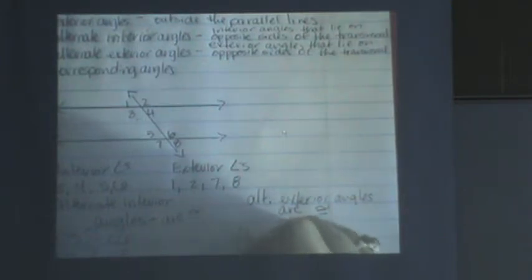Alternate exterior angles are exterior angles that lie on opposite sides of the transversal, and they also are congruent. So would it be 2 and 7 and 1 and 8? 2 and 7, 1 and 8, yes. Angle 1 is congruent to angle 8. Angle 2 is congruent to angle 7. Very good.